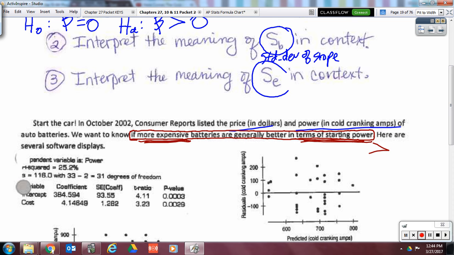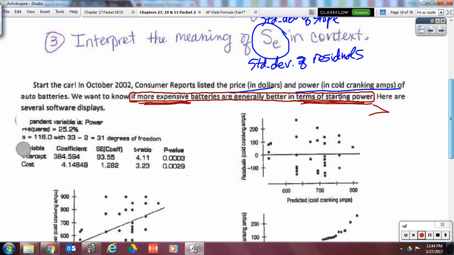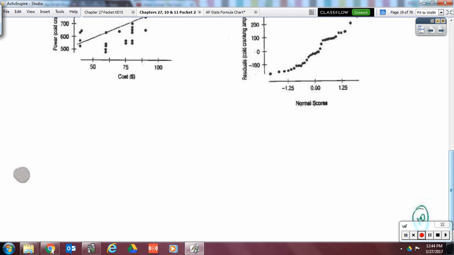What is S of E? That's the little errors, the standard deviation of them. That is the standard deviation of the residuals. The average amount that the actual Y value point varies from what's predicted, varies from the predicted Y.